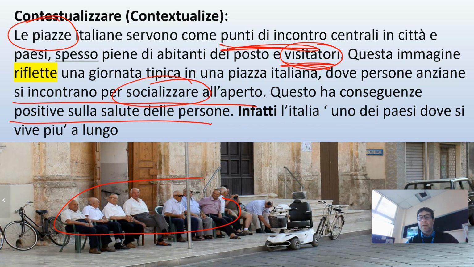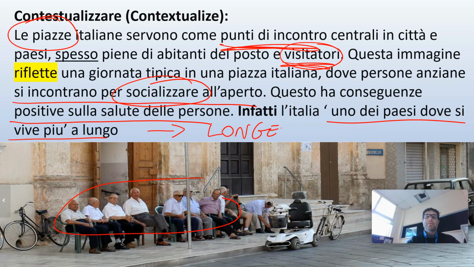Quindi l'Italia è uno dei paesi dove si vive più a lungo. So this is the longevity, la longevità, as Italy is well known around the world as probably I think the second country after Japan in terms of life expectancy, longevity of its inhabitants, which is something very much to be proud of.